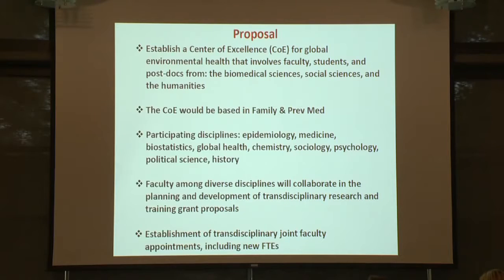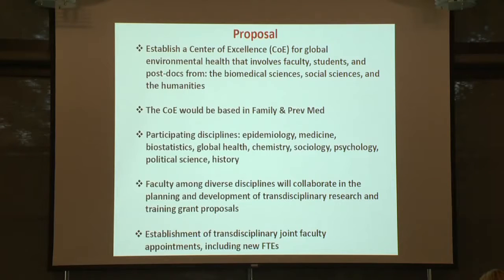So here's our proposal. We would like to develop what we call a Center of Excellence. It would be housed in the Department of Family and Preventive Medicine, and it would be for faculty across campus in the biomedical sciences and social sciences, with a focus on global health and, of course, environmental health. It would also include the humanities, which is a key point.